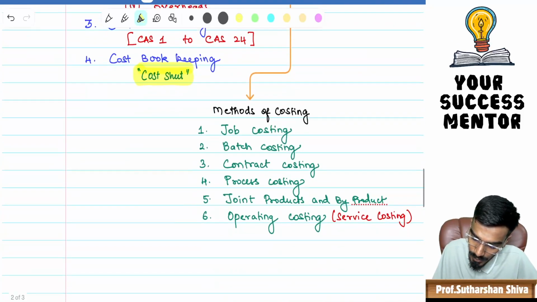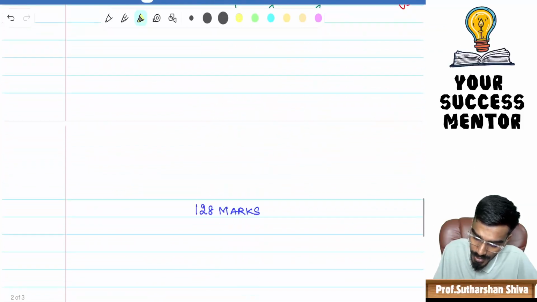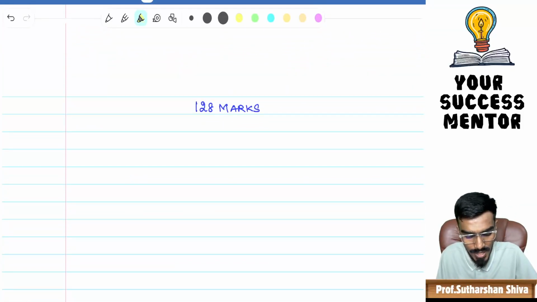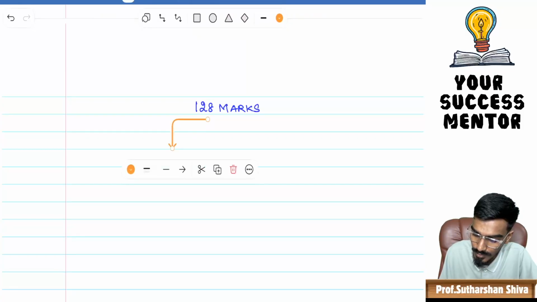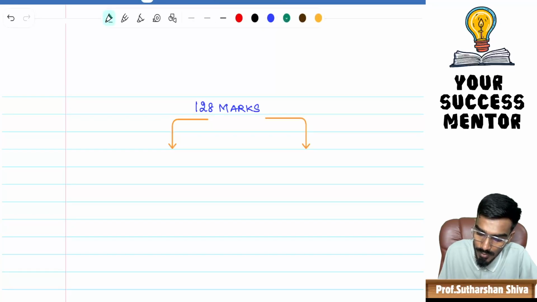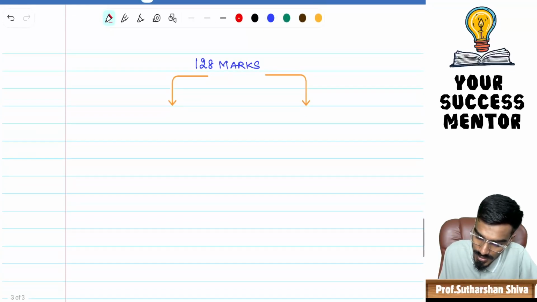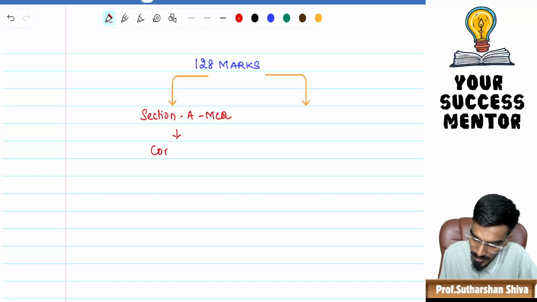Now this 38 marks is there. Come back to this part. You have 128 marks of weightage. This entire 128 marks is divided into two. One is Section A, which is compulsory. Compulsory section means it is only MCQ.